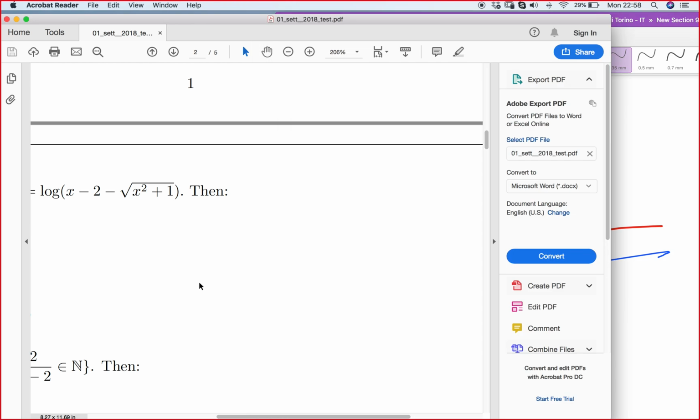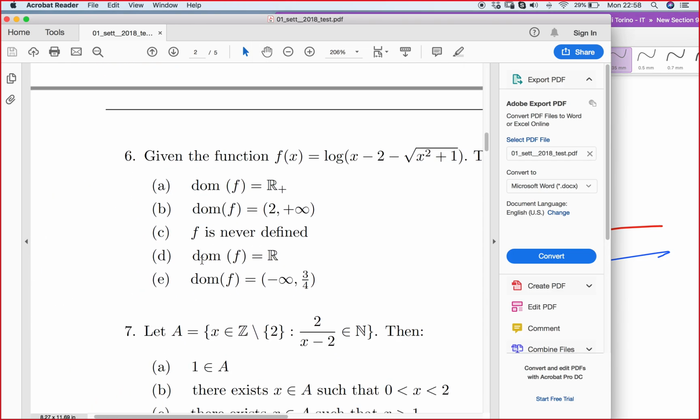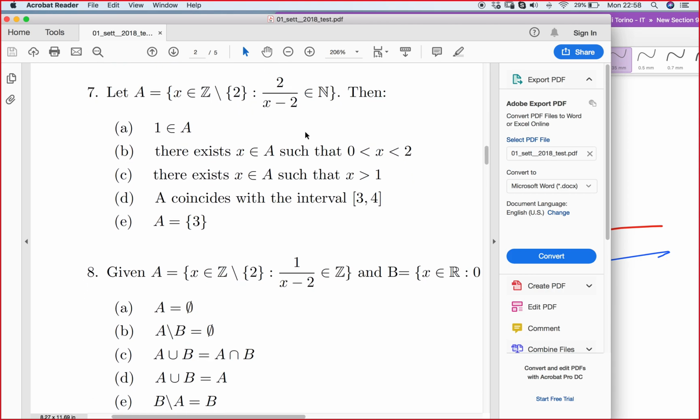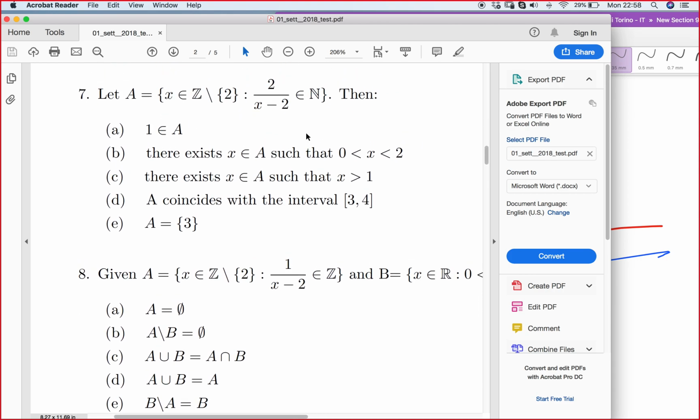So coming back, what is the answer? The answer is that the function is never defined. Okay, nice. With this we also conclude this section, and in the next section we do number 7.